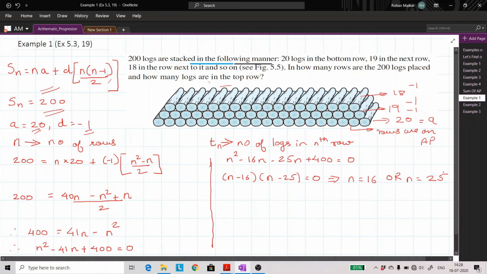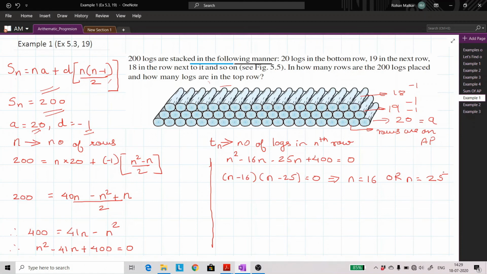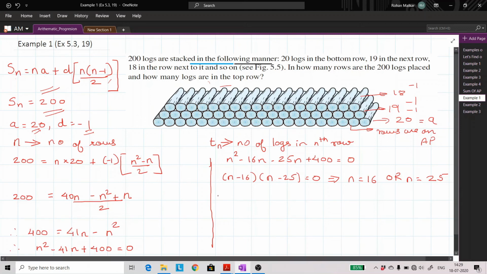So you either have 16 rows or you have 25 rows. Which is the correct value? To know that, we need to find out how many logs are in the 16th row and the 25th row. I would first evaluate T25, which represents the number of logs present in the 25th row. I'll use the equation for finding the nth term of an AP, that is a plus (n minus 1) d. So here a is 20 plus (25 minus 1), that is 24, into d, that is minus 1. The answer you get here is 20 minus 24, which is minus 4.